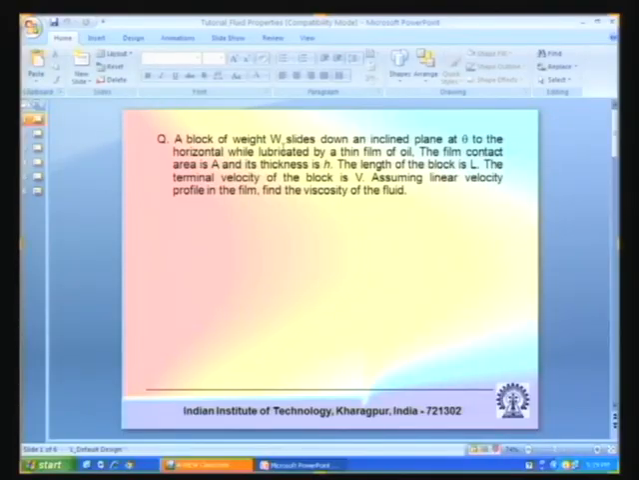Just please go through the problem. A block of weight W slides down an inclined plane at an angle theta to the horizontal plane while lubricated by a thin film of oil. The film contact area is given as capital A and the thickness of the film is given as small h. The length of the block is also given as capital L. The terminal velocity of the block is given as capital V. Assuming a linear velocity profile in the film, find the viscosity of the fluid. That means your objective is just to find the viscosity of the fluid.